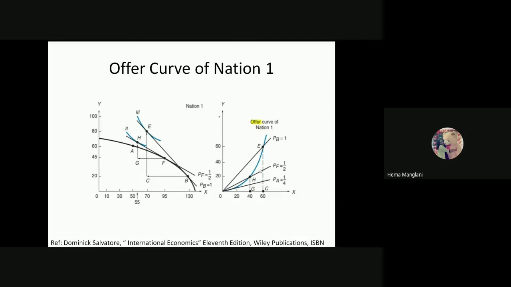So this way you can club all these points, this you can call H1, this H and this E, all points. If you club that, you would get this blue offer curve of nation one.